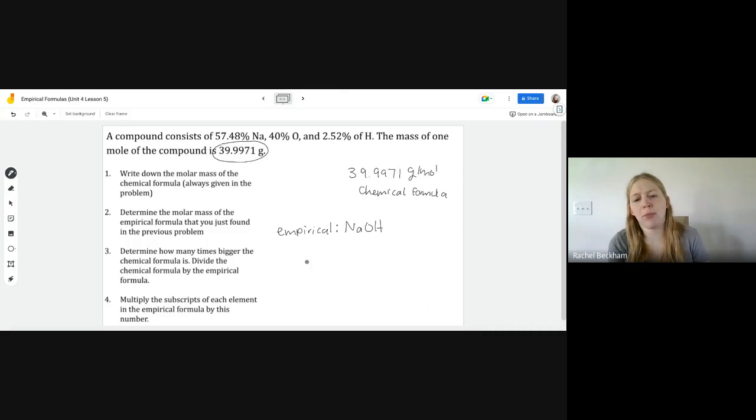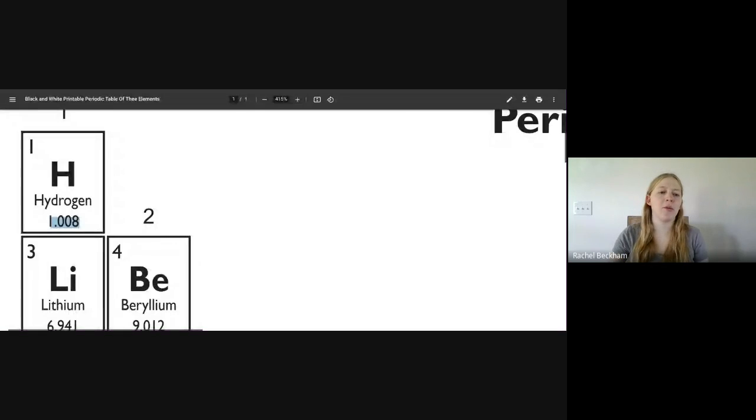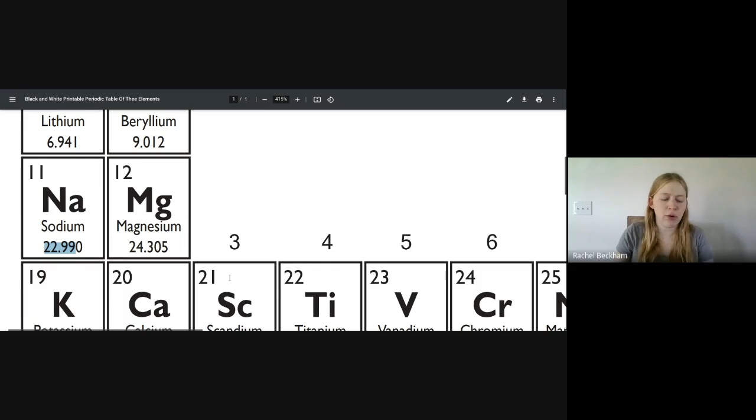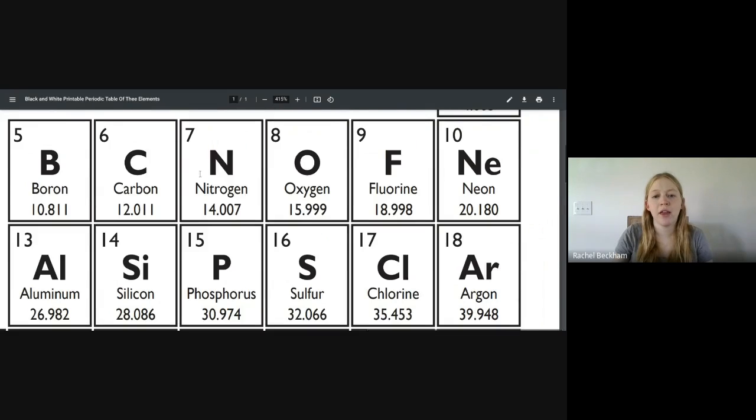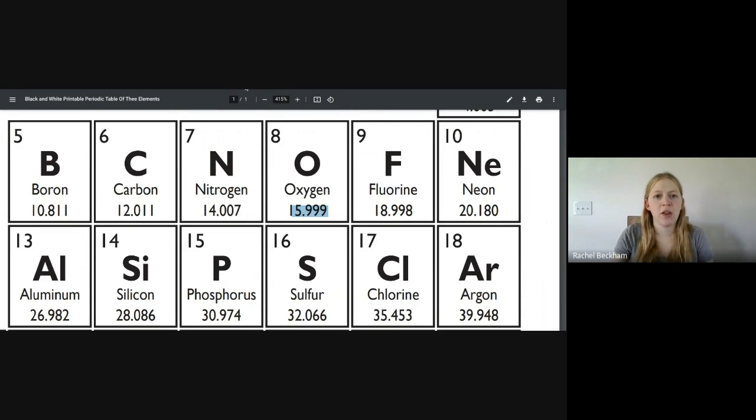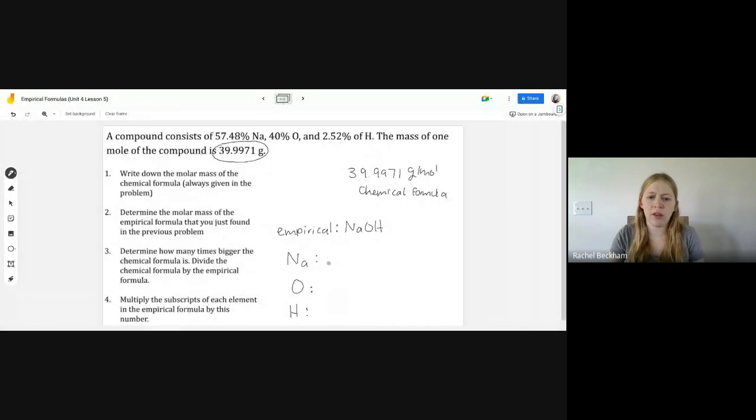We need the molar mass of this substance as well, and we're going to compare it. So we're going to find them on the periodic table like before. If you remember some of these already, hydrogen's molar mass is about 1, sodium's molar mass is about 23, and oxygen's molar mass is about 16. So I'm going to write all of that down, 23, 16, and 1, and add those up. 23 plus 16 plus 1 is 40 grams per mole.